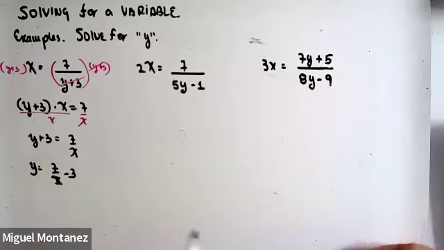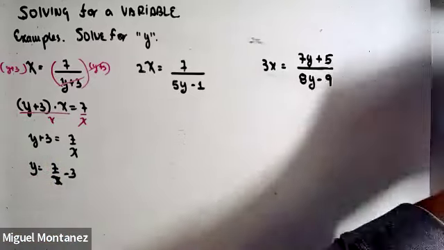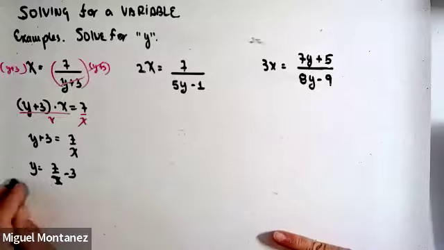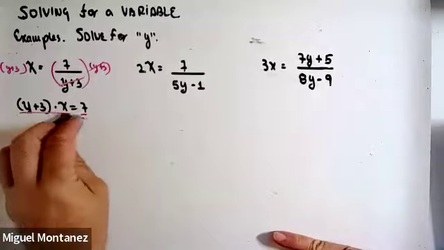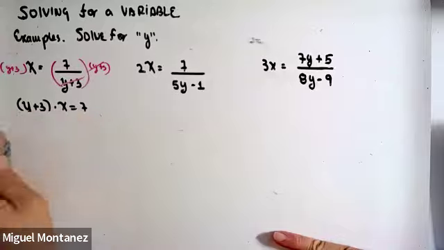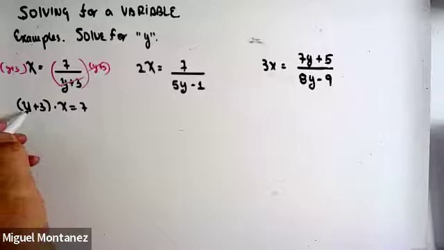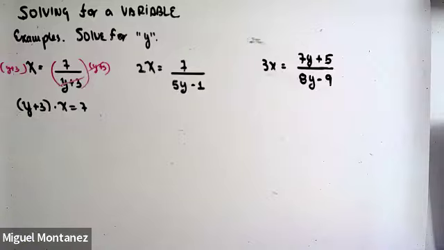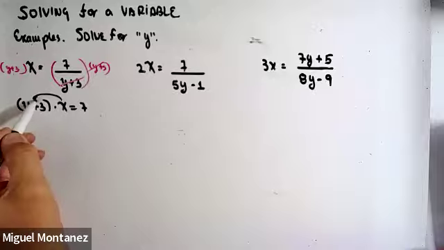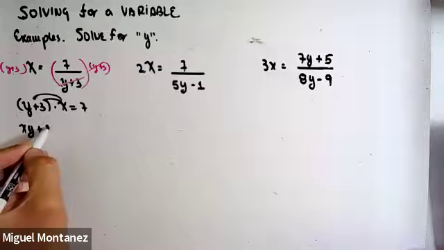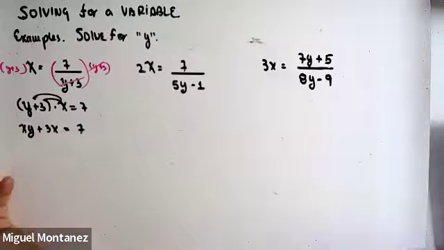The other way would be to distribute the x, and that's what I'm going to do now. Let me erase this. Both methods are correct. I prefer to distribute because in some cases you must distribute. In some cases you may distribute or you may divide by x. So in that way I can always distribute the x and that's it. So if I were to distribute this one, that would be xy plus 3x equals 7.